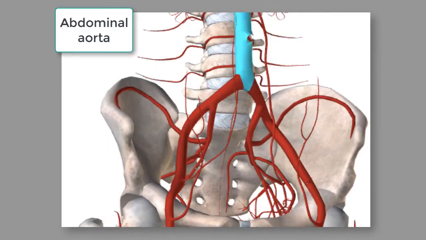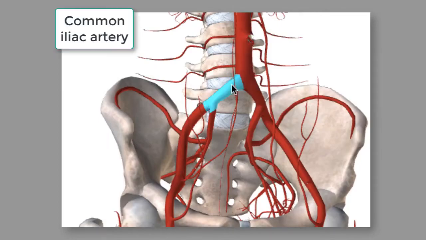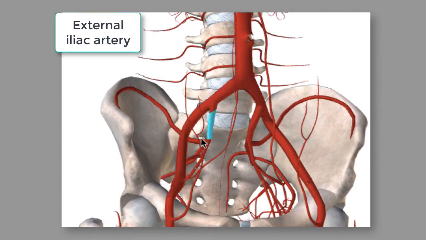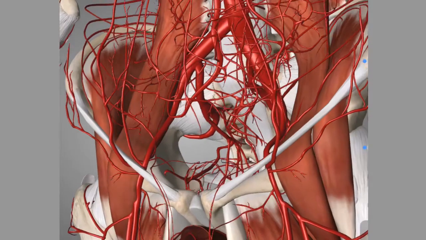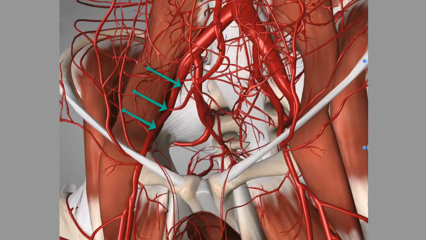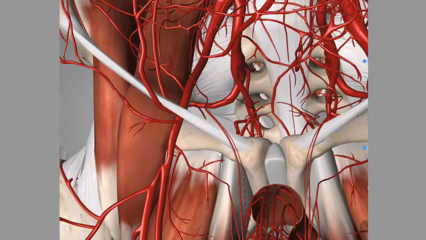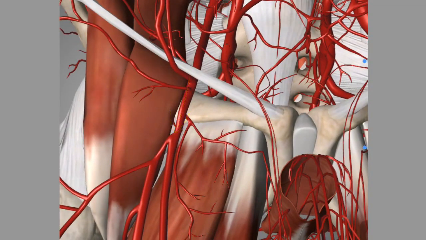The abdominal aorta bifurcates into the right and left common iliac arteries at the level of the fourth lumbar vertebra. Each common iliac artery ends at the pelvic inlet in front of the sacroiliac joint by dividing into external and internal iliac arteries. The external iliac artery runs along the medial border of the psoas muscle, following the pelvic brim, and gives off the inferior epigastric and deep circumflex iliac branches. It leaves the pelvis by passing under the inguinal ligament to become the femoral artery.